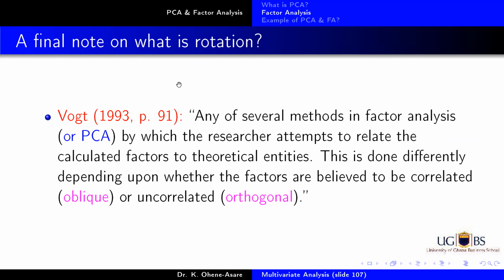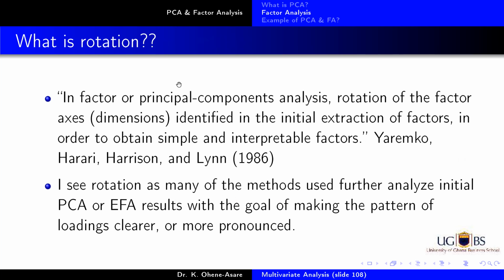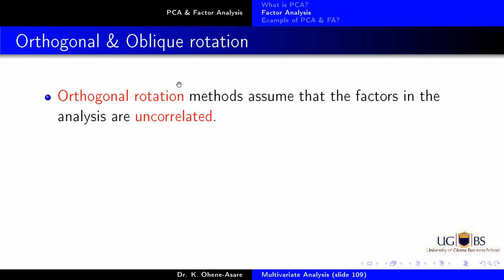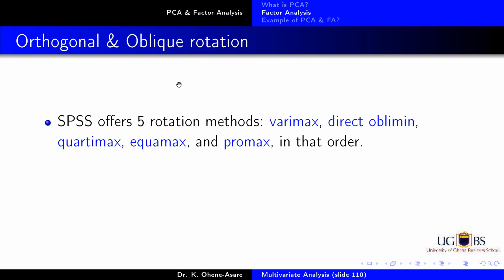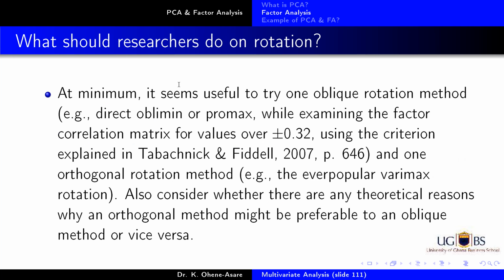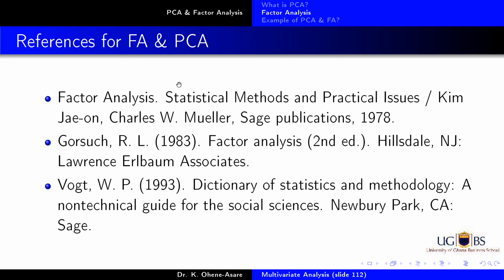So a final note on rotation. Any of the several methods in factor analysis by which the researcher attempts to relate the calculated factors to the theoretical entities is known as rotation. Like I said, there's a lot of work on rotation, and I don't want to bore you with that. There are several things when we talk about orthogonal and oblique rotations, and a lot of work has been done on rotation. You can read these things on your own. Sometimes researchers even get confused when it comes to rotation. Having said that, that brings us to the end of the factor analysis model.